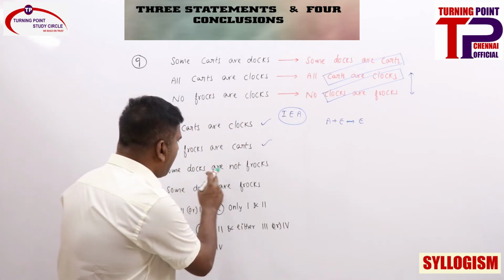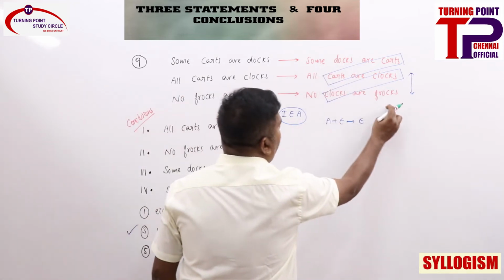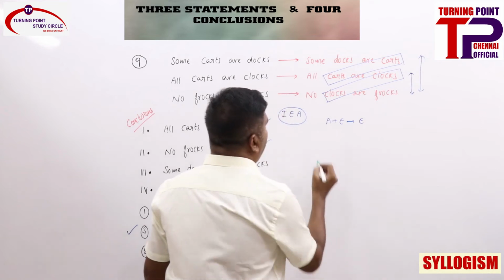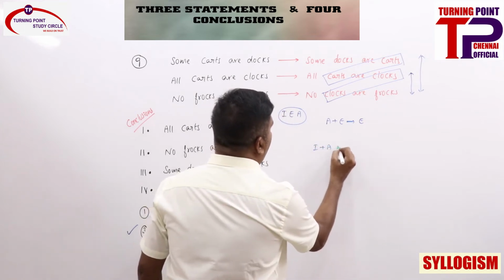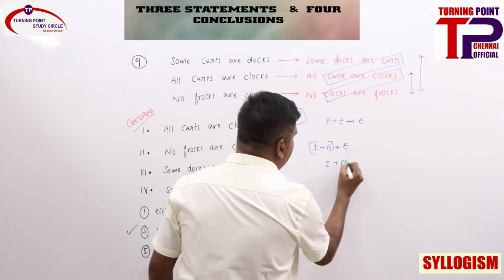Third one, some dogs are not frogs. Dogs and frogs, so statements 1, 2, 3. All these three merge, right? So what is I plus A? I plus E. I plus A is I, and I plus E is O.